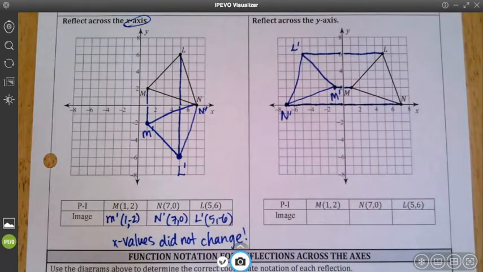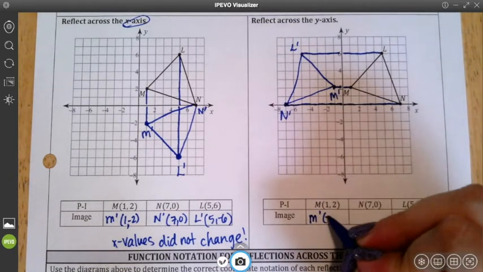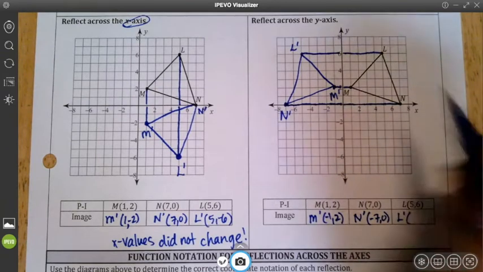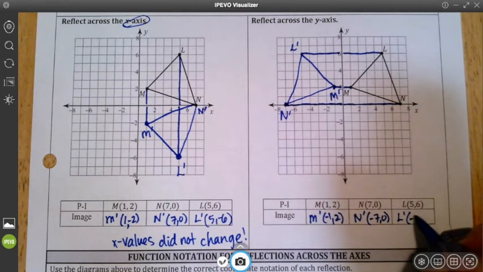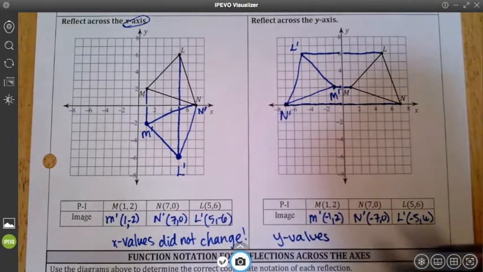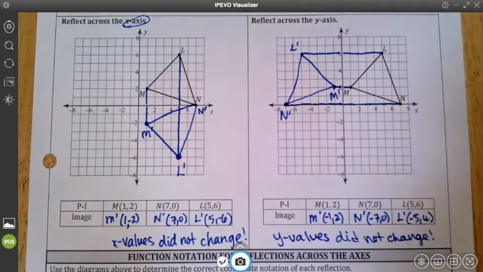And if we plot those points, M prime is at negative 1, 2. N prime, negative 7, 0. L prime is at negative 5, 6. So again, across the y-axis, the y values did not change. What's nice about this is that when we're reflecting across an axis, the algebraic way of telling what our new coordinate would be, we're not adding or subtracting this time, we're multiplying by just a negative 1.